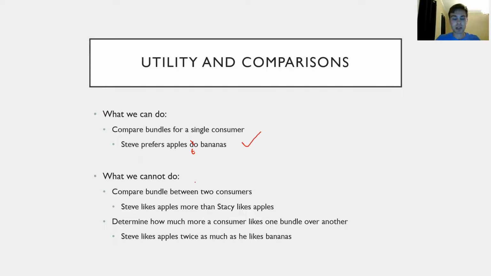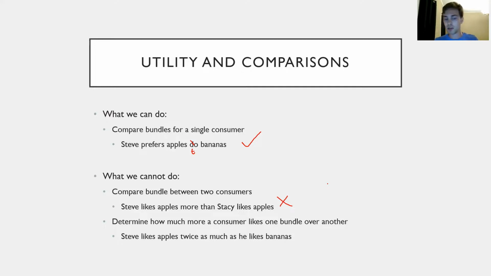So that's something we can say. Some of the things we cannot do: one is compare bundles between two consumers. So we can't say that Steve likes apples more than Stacy likes apples. Maybe Steve's utility function tells us that one apple gives him 10 utility, and Stacy's utility function tells us that she gets 8 utility from an apple. We can't compare those utility numbers across consumers. So that's a no-no.